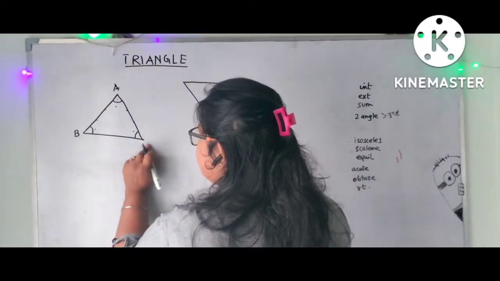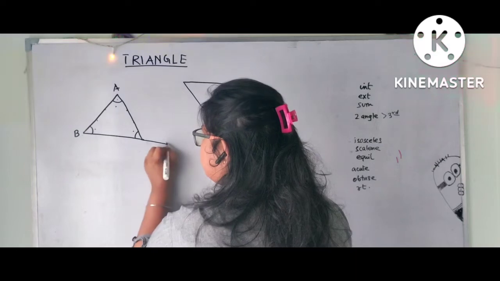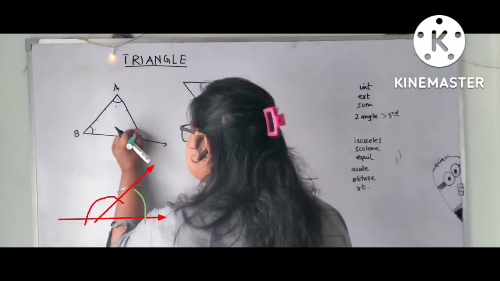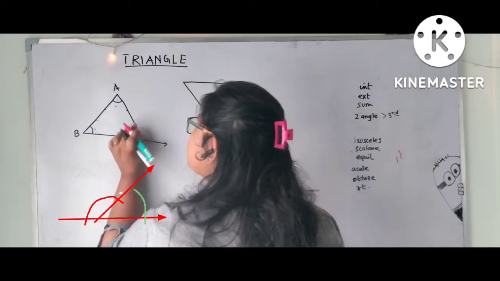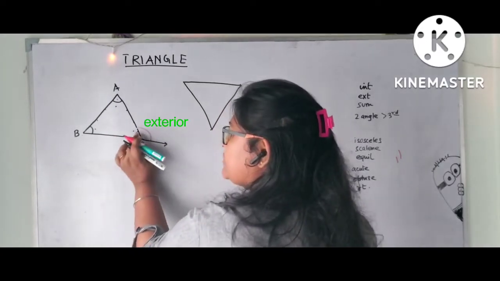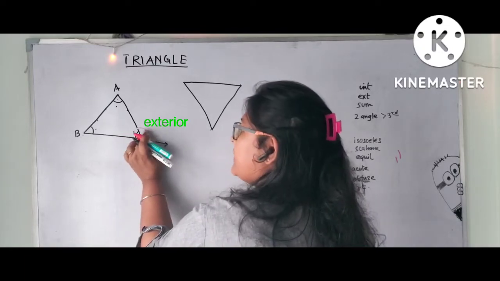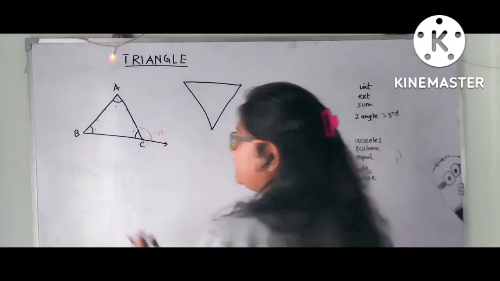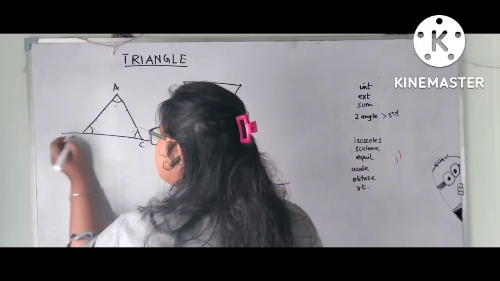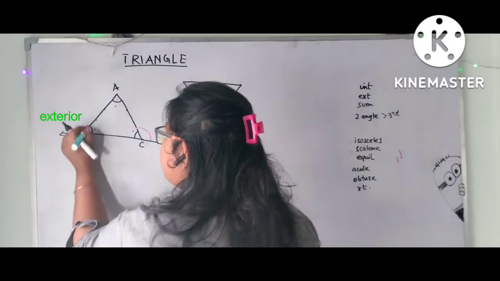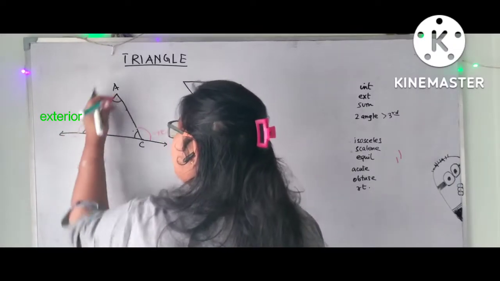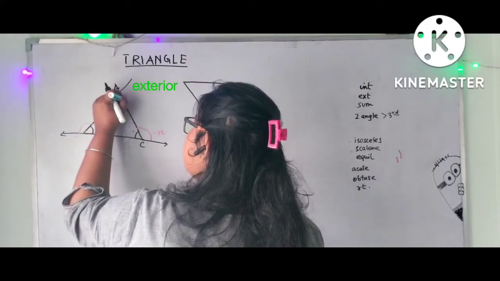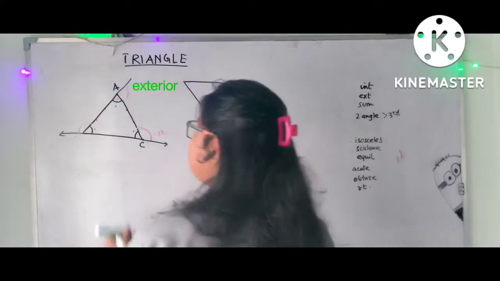So, suppose I extend my line. Then this angle which is being formed by these two lines, there is one angle which is interior and there is one angle which is known as an exterior angle. Similarly, if I extend a line here, this is also becoming my exterior angle, and if I extend my line towards this side, this will be my exterior angle.